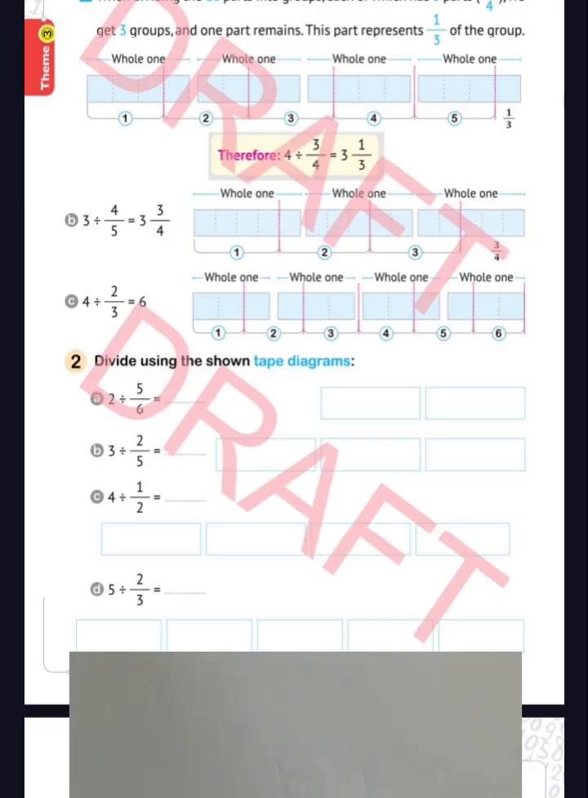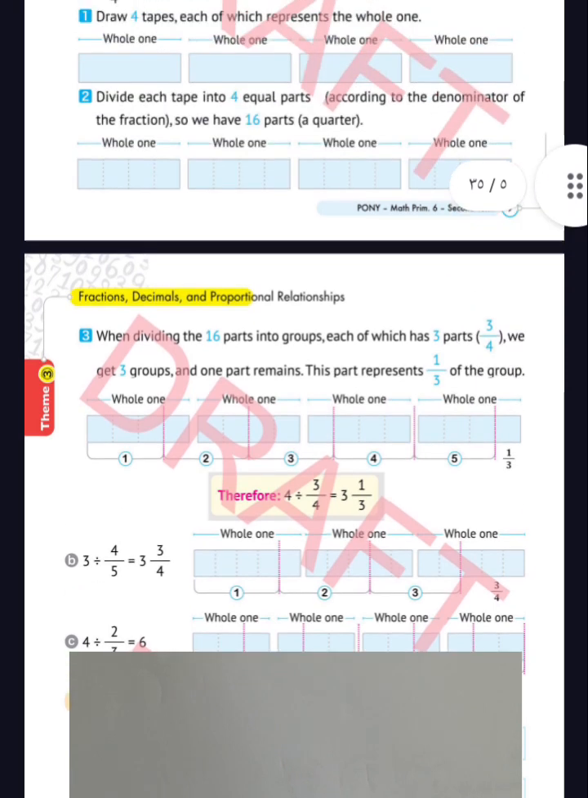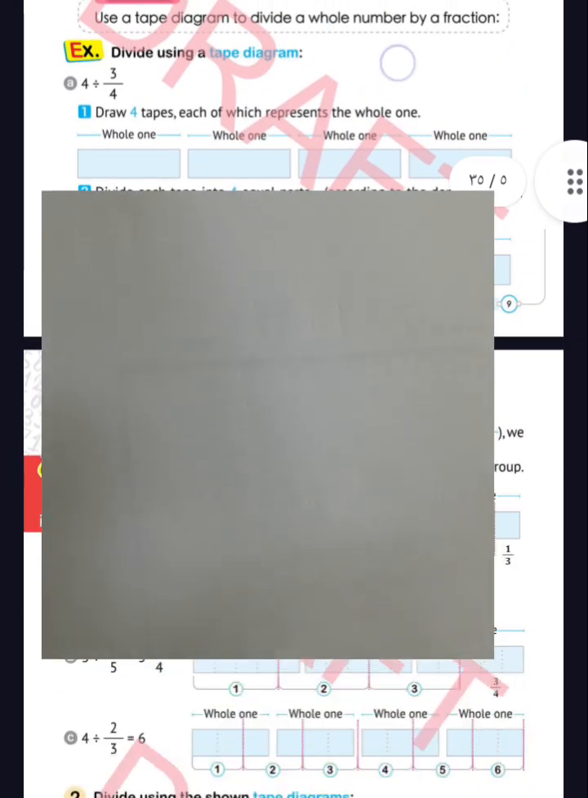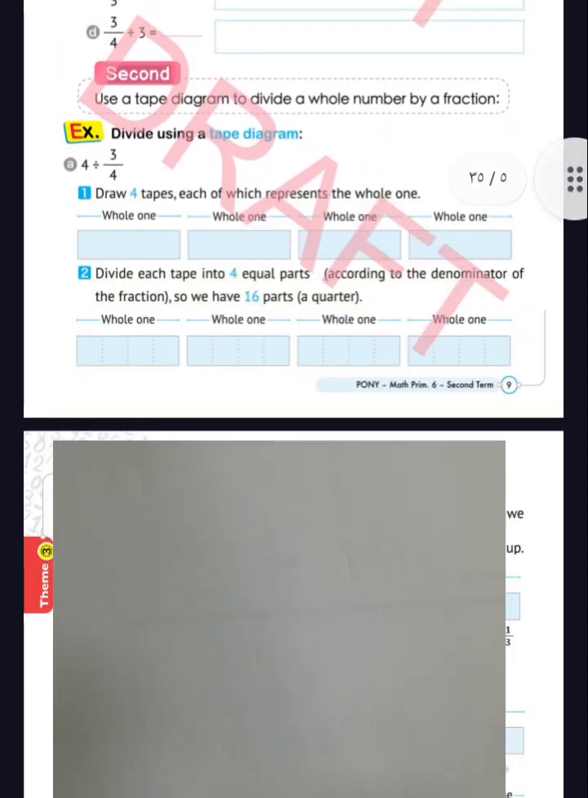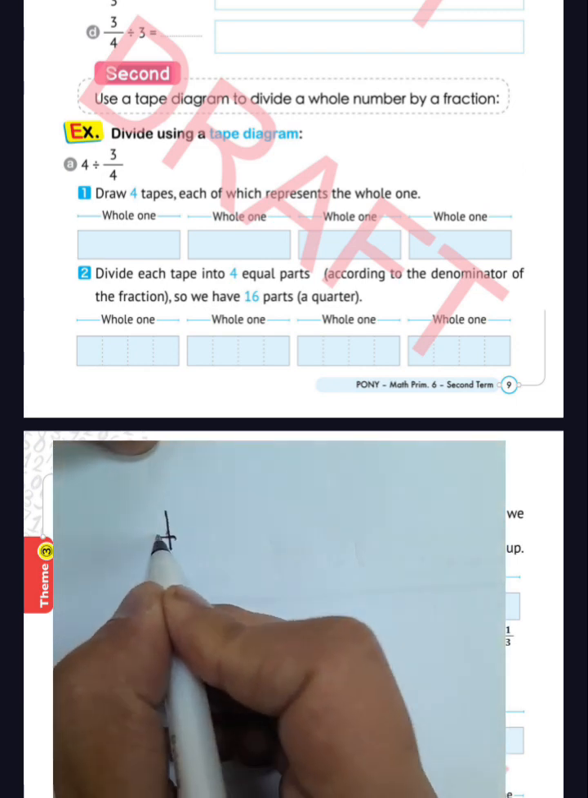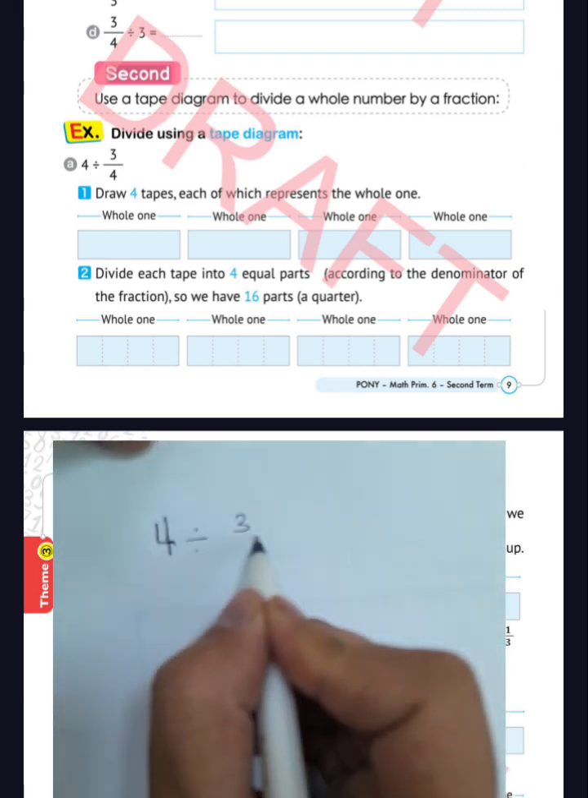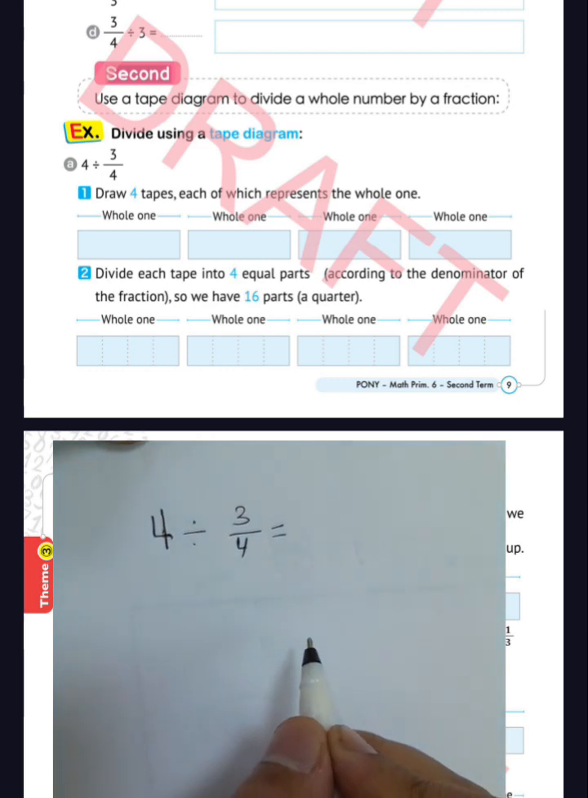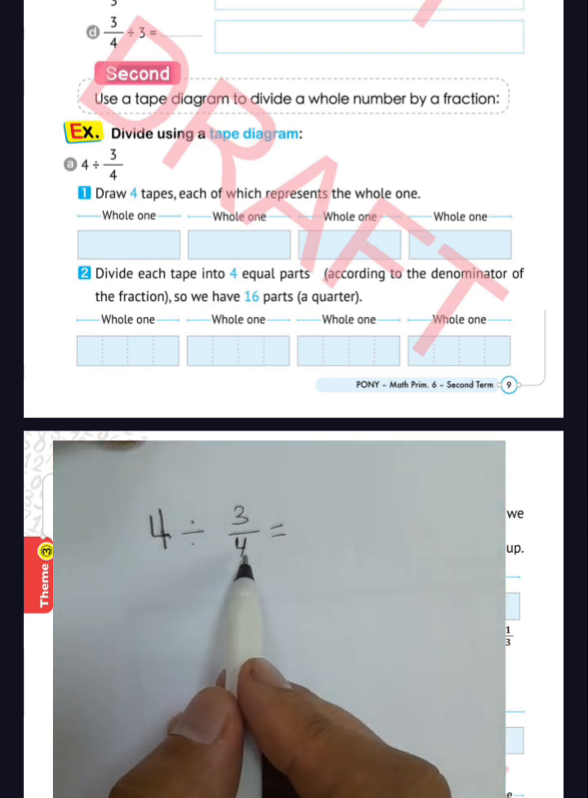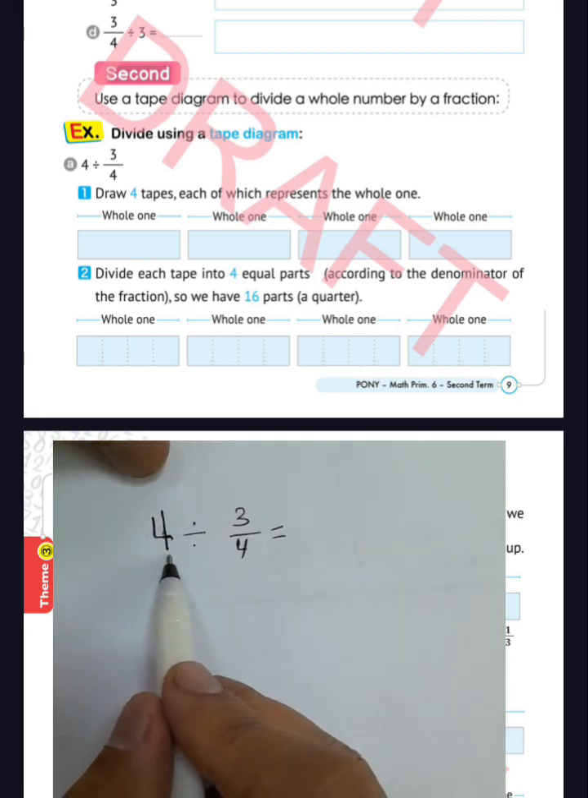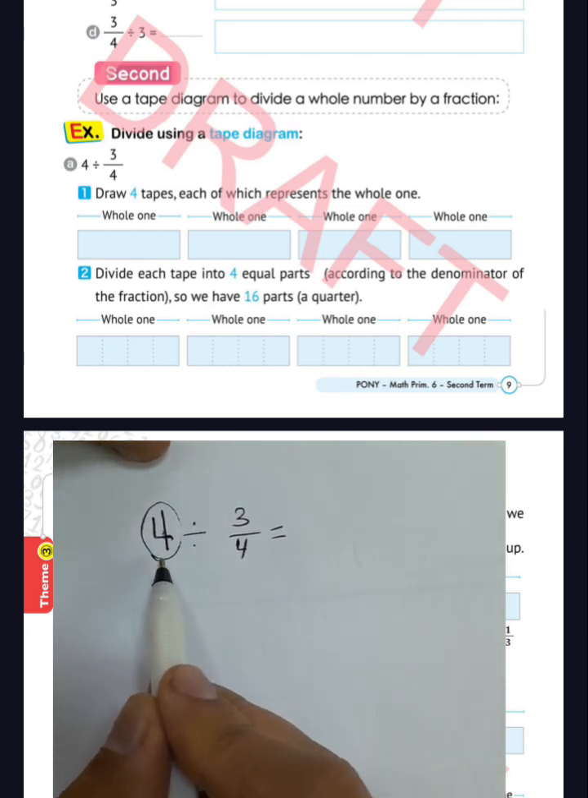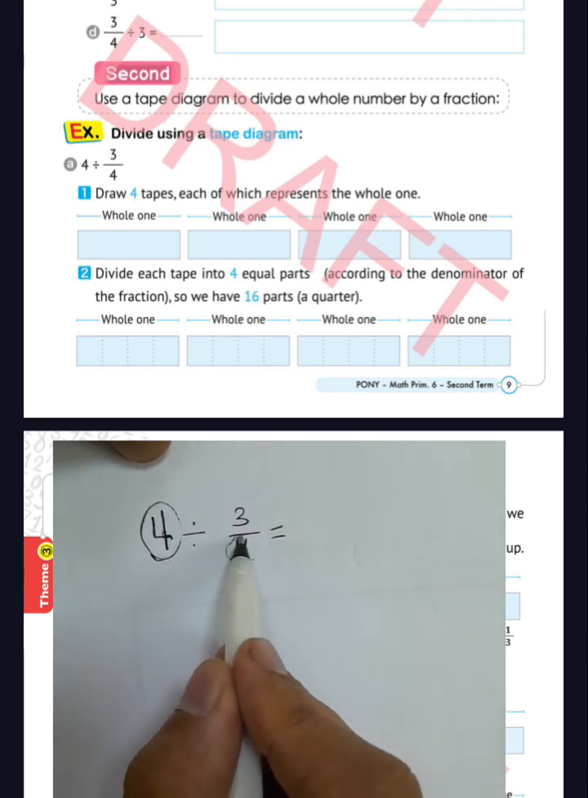First, I will explain this example: 4 divided by 3/4. Look with me, 4 divided by 3/4. We must use a tape diagram. 4 divided by 3/4. We have 4. How many parts here? 4 tapes or 4 models. And divide each one of them into 4 parts.